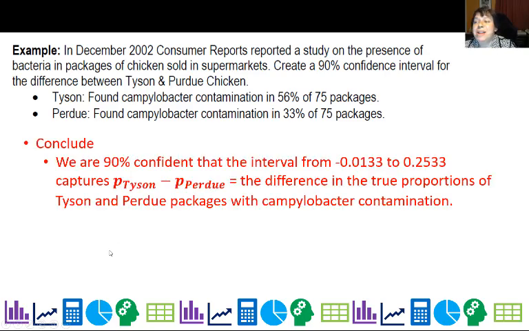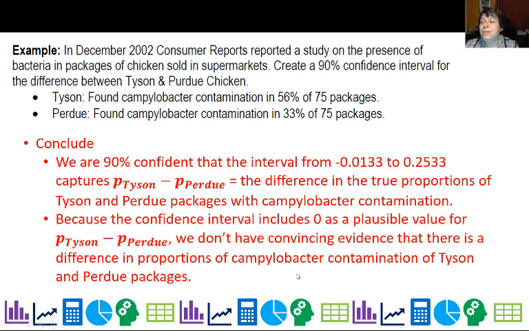We are 90%, sorry, we only did a 90% confidence interval. We are 90% confident that the interval from negative 0.0133 to 0.2533 captures the difference in the true proportions of Tyson and Purdue packages with Campylobacter contamination. Now, by the way, this one also includes 0. So we don't really have evidence that one is really higher than the other.